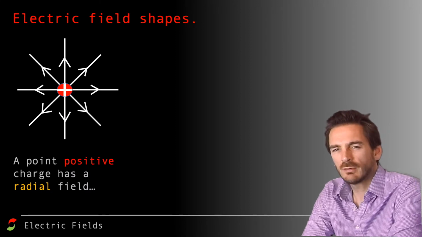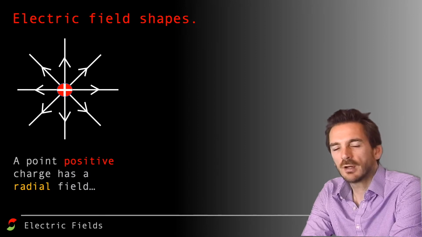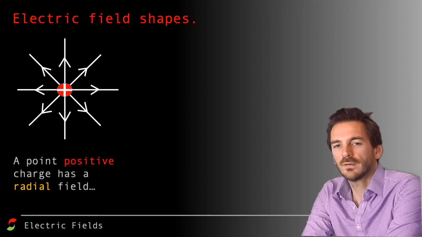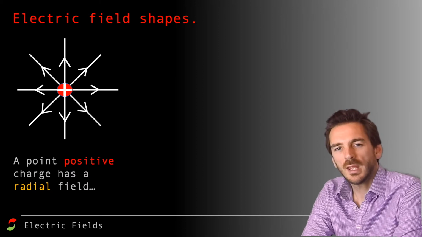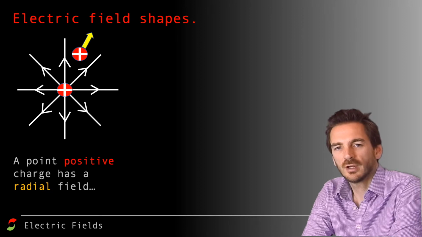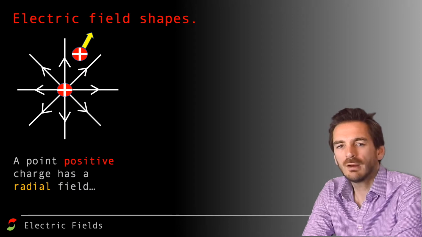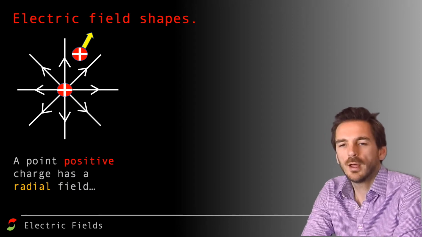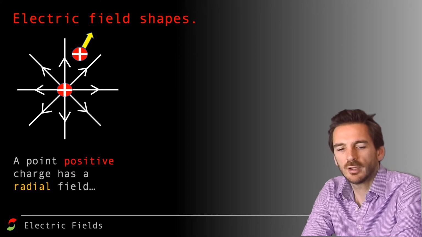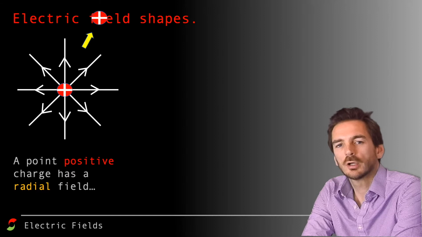Notice that the arrows are pointing outwards, and they point outwards because they represent the direction of the force if you were to place a test charge in that electric field that was positively charged. Here's my test charge, and there's going to be a force on that test charge, and it's going to go in the same direction as the arrows, i.e. away from that positive charge. So those arrows show the direction of the force on positive charges. And if we let that go, then it's going to move along an electric field line.